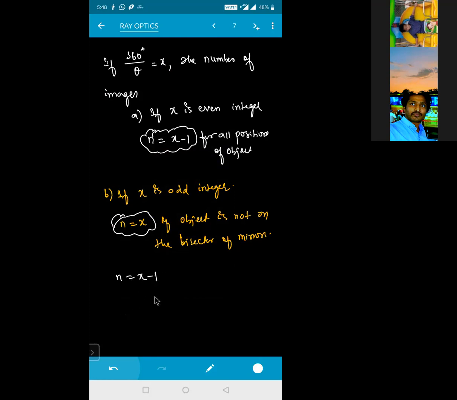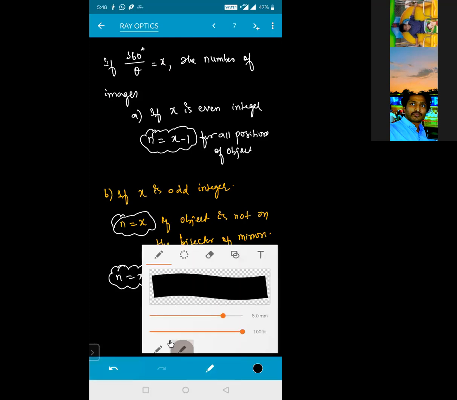And n is equal to x minus 1 if the object is on the bisector of mirrors. On the bisector means exactly at the center of the mirrors. Like, say if it is 90, exactly at center, 45 degrees. If it is 30 and 60, it is not a bisector. Got it? So that is the way to calculate the number of images.